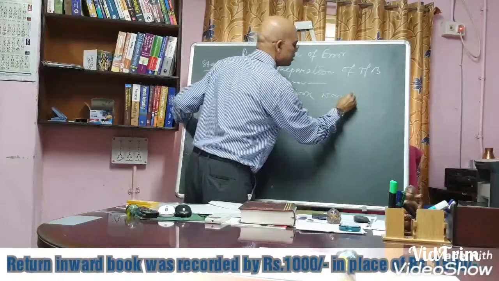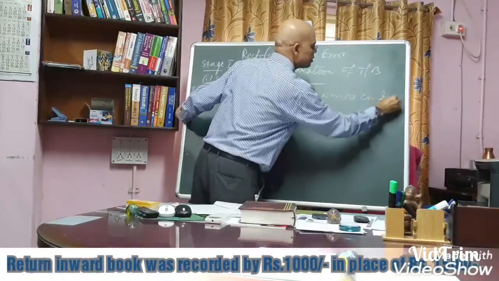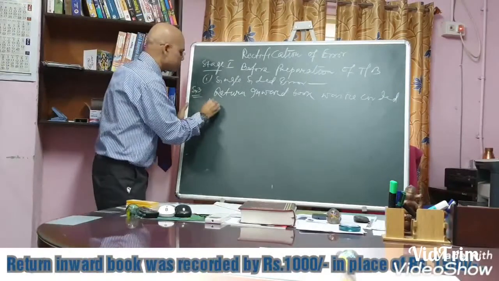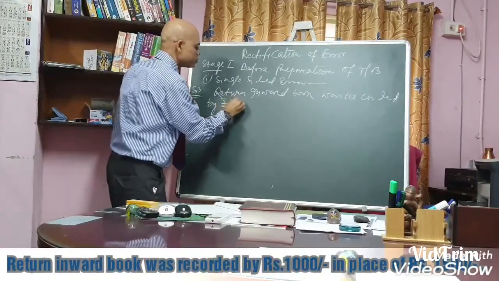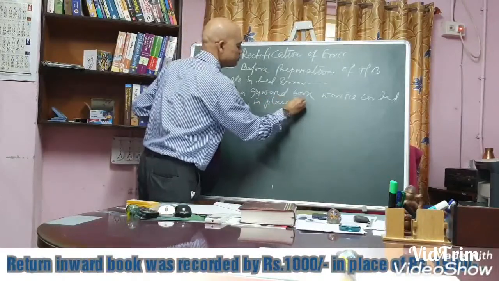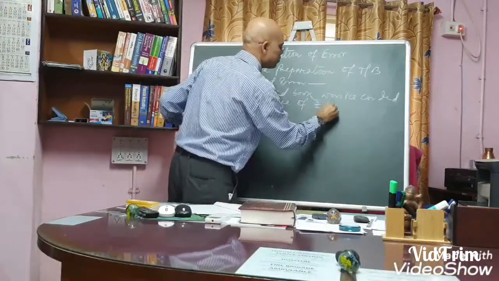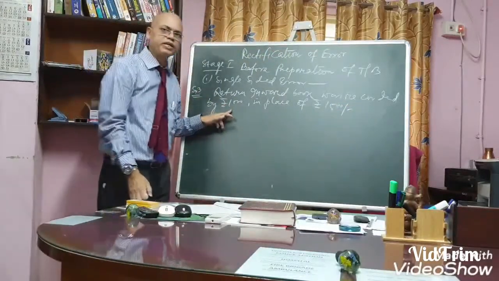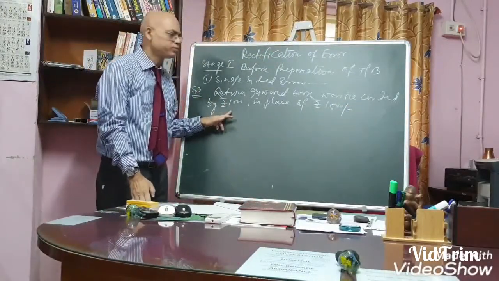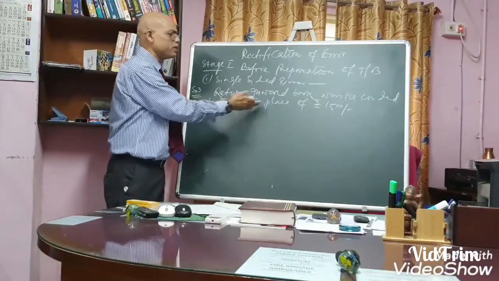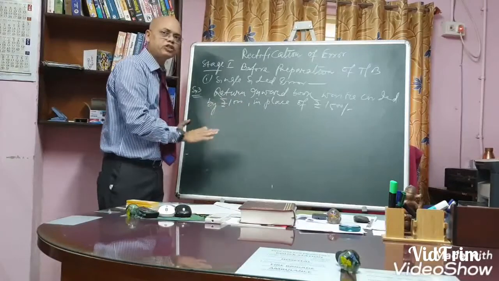was recorded by rupees 1000 in place of rupees 1500. The nature of the balance of the return inward book is a debit balance. The return inward book was recorded by rupees 1000 in place of 1500. That is, 500 is short.